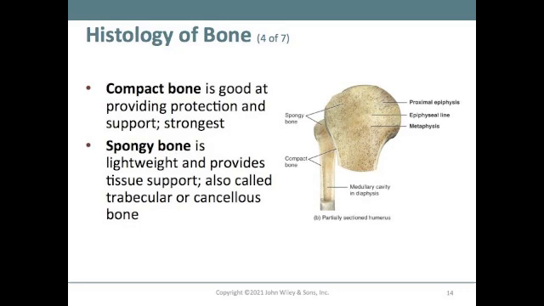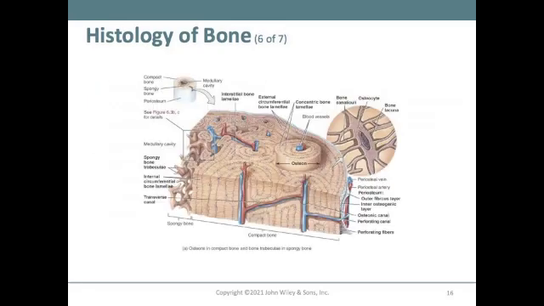Compact bone is good at providing protection and support. It's the strongest type of bone, and spongy bone is very lightweight and provides tissue support. It also has some synonyms, the trabecular and the cancellous bone. So here we see figure 6.3 on page 182, and this just goes into detail. This is an example of compact bone. Now we're going to compare and contrast compact and spongy bone using these cartoons that your book provides.